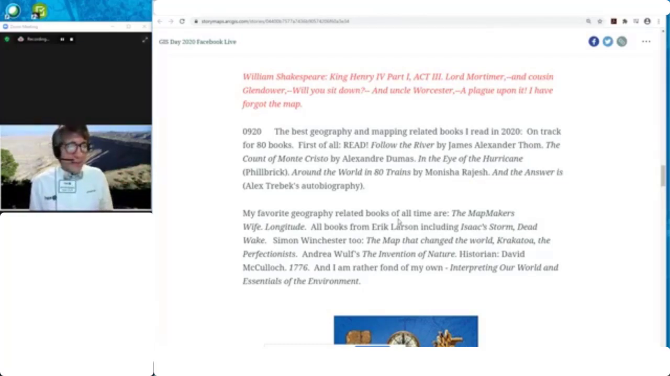mutually like to read. This year I read Follow the River by James Alexander Thom, and it's a true story of a person that was abducted by Native Americans in her home state of western Virginia and transported to Ohio to the Native American settlement there, and then she actually walked all the way back home from northwestern Kentucky. Pretty amazing story of survival. And so it's an interesting portrayal of the conflict between the settlers and the Native Americans. There was good stuff and bad stuff on both sides. And anyway, it's a fascinating tale of geography and history.